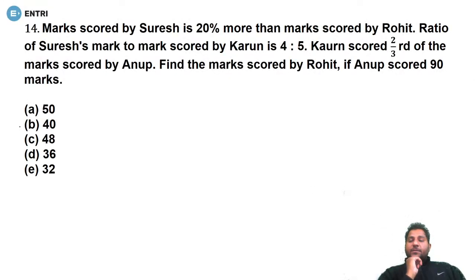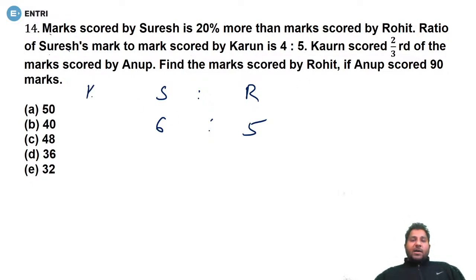Now solve this one. Come on guys, solve it quickly. Look at this. Marks scored by Suresh is 20% more than Rohit. Suresh and Rohit, the ratio is 6 to 5. Then the ratio of Suresh's marks to the marks scored by Karun.